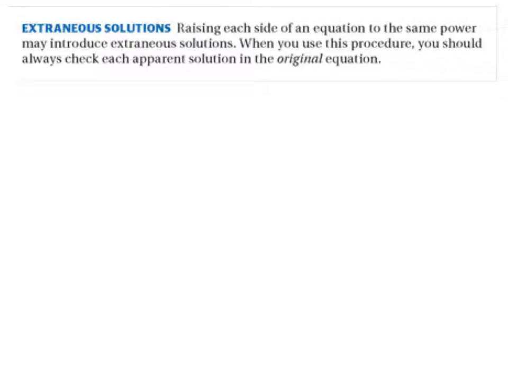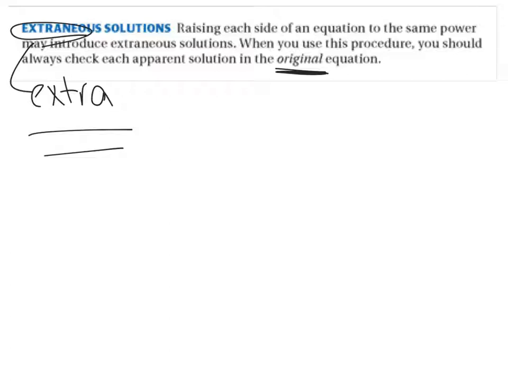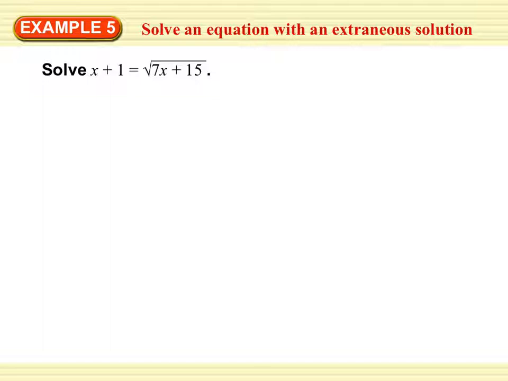Awesome. Okay, this section right here is why we should be checking our work. Extraneous solutions. Raising each side of an equation to the same power may introduce extraneous solutions. When you use this procedure, you should always check each apparent solution with the original equation. Extraneous just means extra. We can get solutions that aren't valid solutions. Trust me, it happens. It happens because when you square stuff, you get extra solutions.